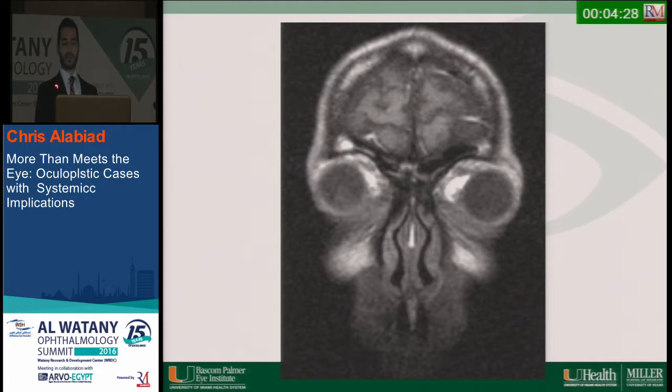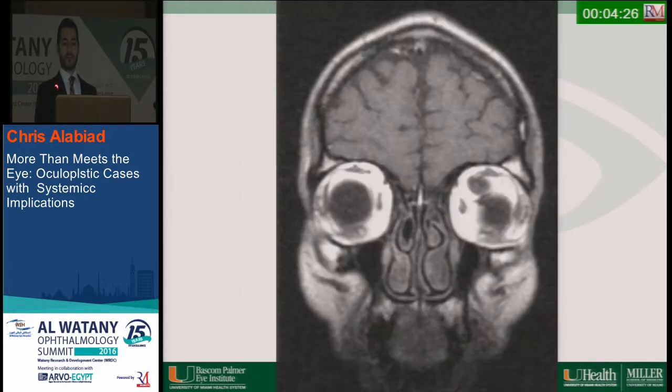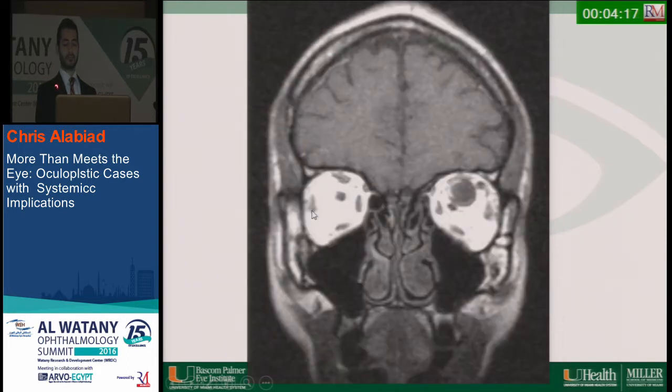MRI was performed, and here are some coronal views that I'm going to highlight for you some important findings. One would be this very large circular lesion that's present on the left side but not seen on the right side. And you can see that it's fairly heterogeneous with some enhancement along the peripheral aspect of it.